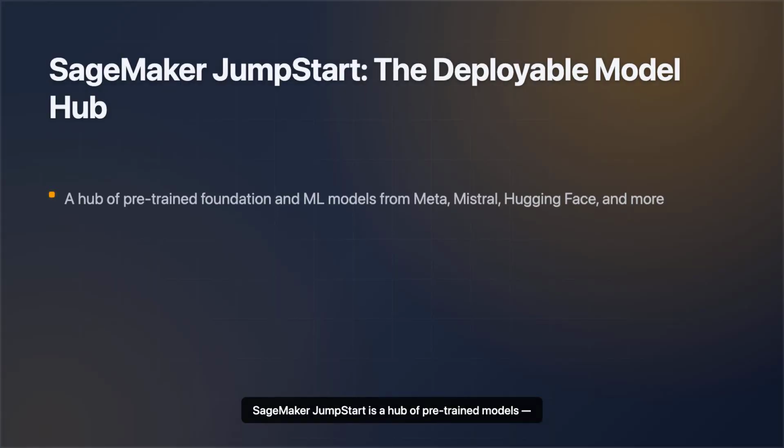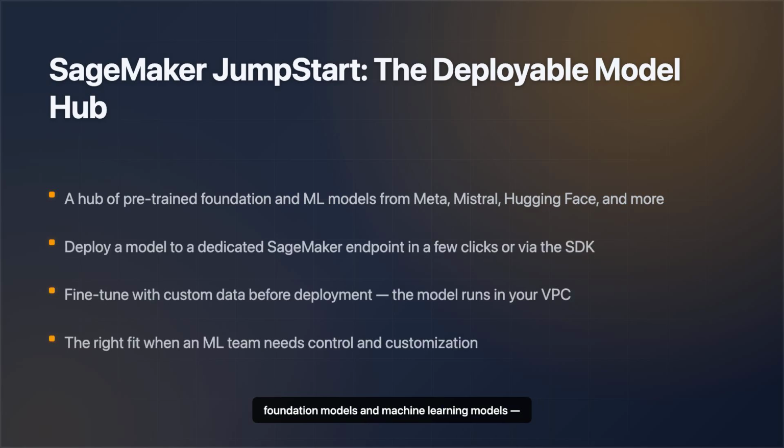SageMaker JumpStart is a hub of pre-trained models, foundation models, and machine learning models from providers like Meta, Mistral AI, and Hugging Face. From that hub, you deploy a model onto a dedicated SageMaker endpoint, either with a few clicks or through the Python software development kit. And before you deploy, you can fine-tune it with your own custom data. The key detail, that model runs on compute you own inside your VPC. This is the fit when a machine learning team needs real control and customization, not just API access.